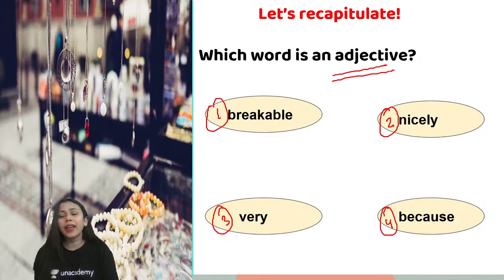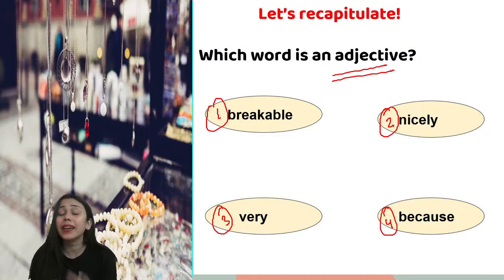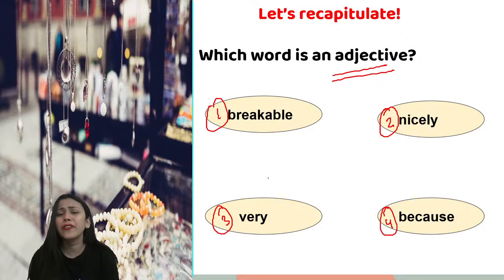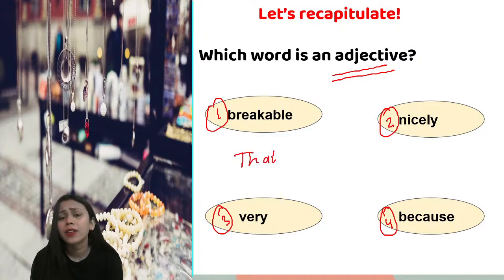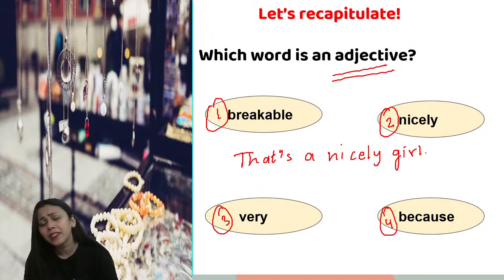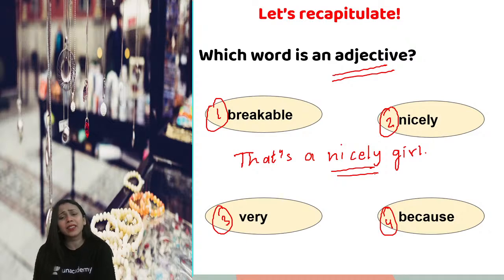Nicely? Are you sure? Nicely is adjective? Are you sure? Can we say, because adjectives जो होते हैं, they describe nouns and pronouns. So can we use nicely like this? That's a nicely girl. Does it sound correct to you? क्या ये आपको सही sound कर रहा है? That's a nicely girl. क्या ये nicely जो है girl को describe कर रहा है? Does it sound good to you? Tell me.